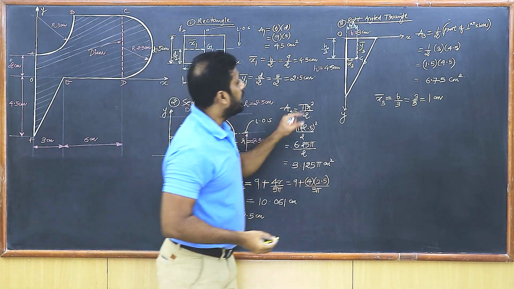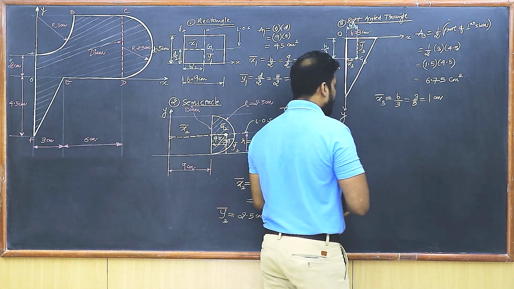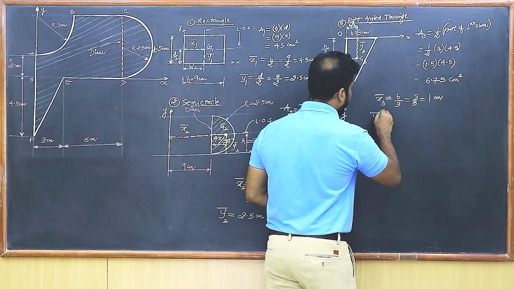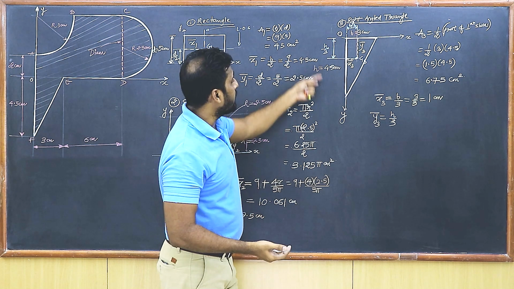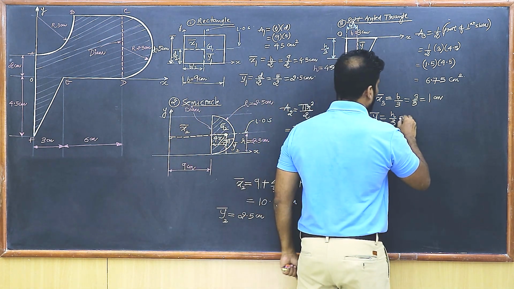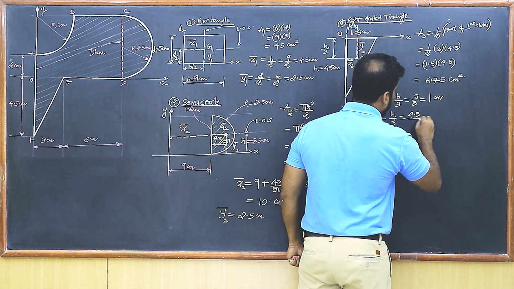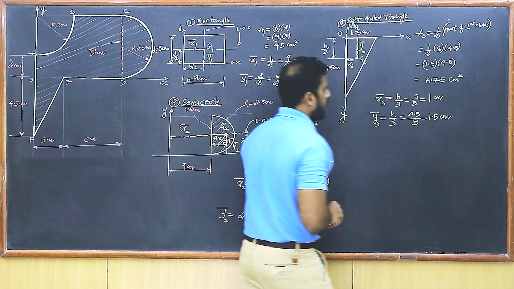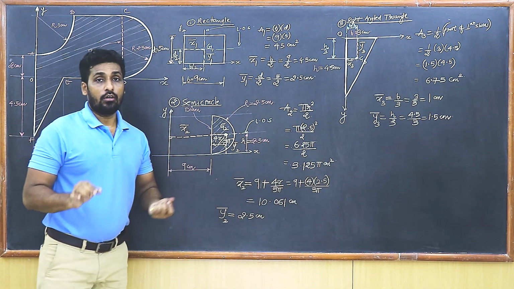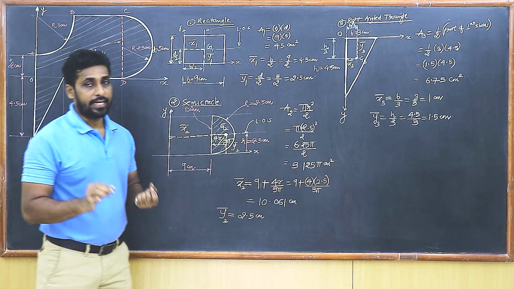Likewise, students, now let's get y3 bar. So y3 bar is going to be h by 3, isn't it? Directly it is h by 3. So what is h? It is 4.5 centimeters. So I write 4.5 upon 3. It comes out to be 1.5 centimeters. So I've got the third standard shape, which is a right angle triangle.